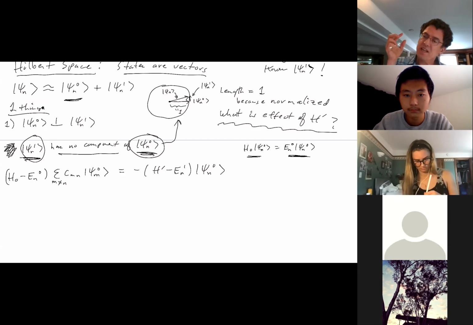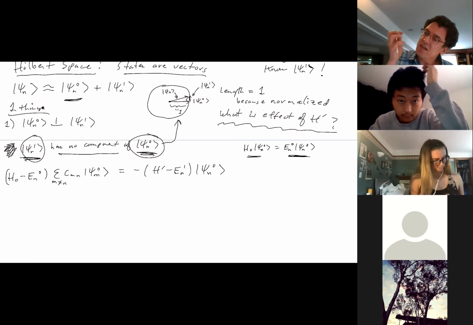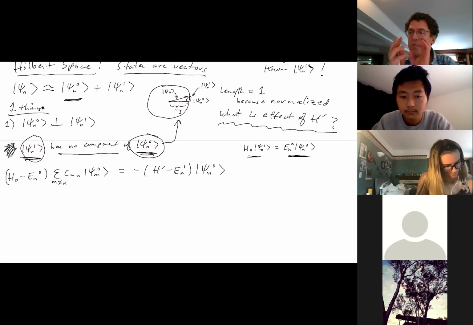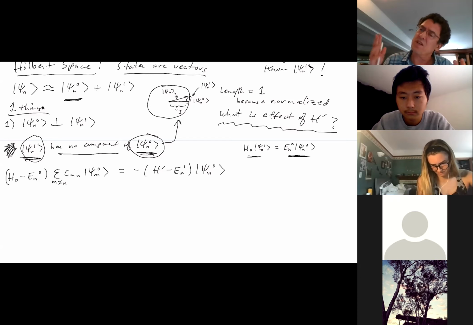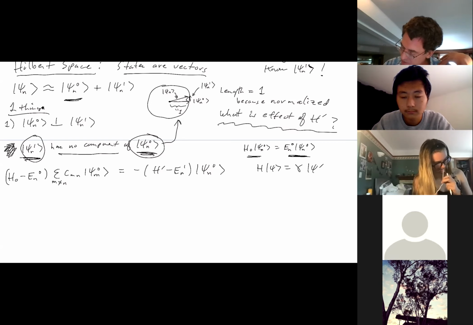The way to think about the psi n naughts is that they're just the basis states. They're like an orthonormal basis sitting in Hilbert space. And so if I hit that orthonormal basis, it's not being changed. The whole point is that if I have some matrix, H times psi is equal to, I don't know, gamma psi prime.